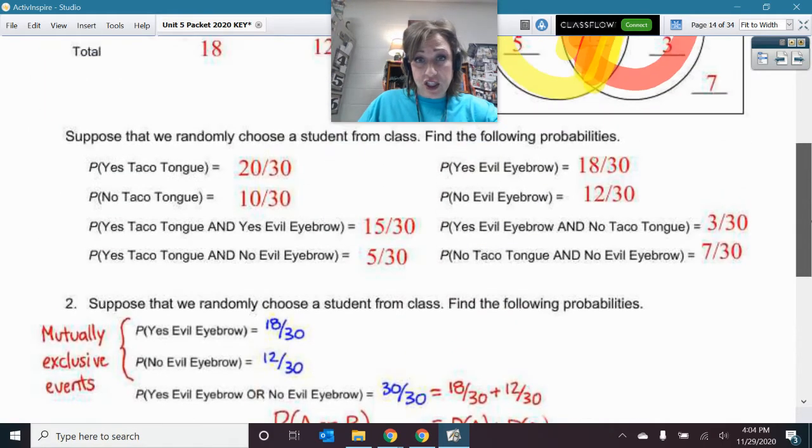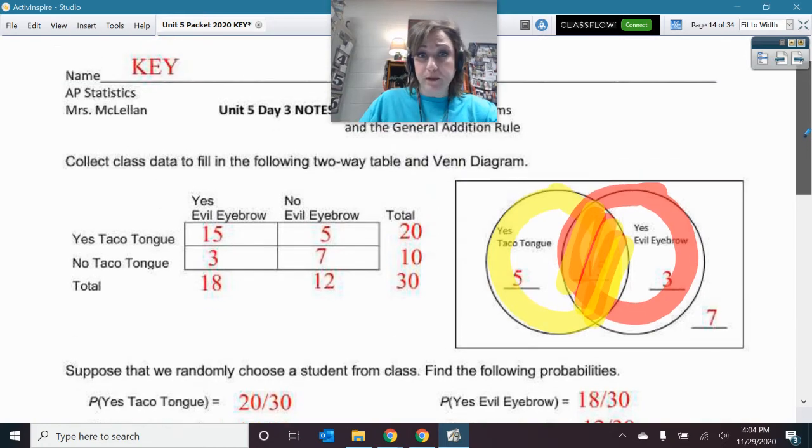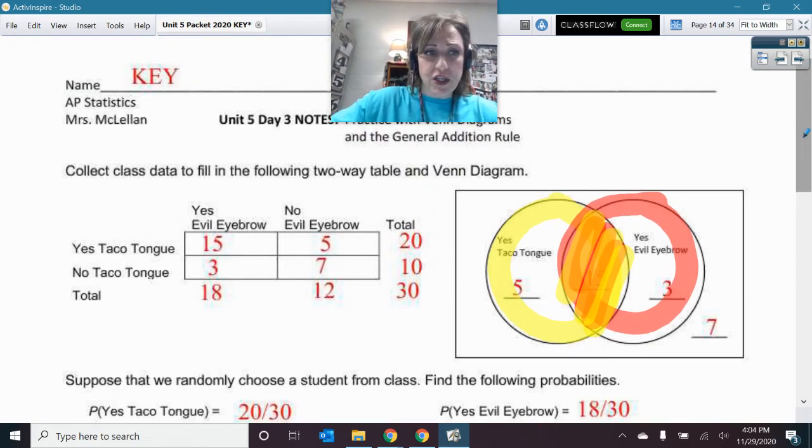Now let's take a look at how that looks on the table. Here is your yes taco tongue. Okay, so there's your yes taco tongue.